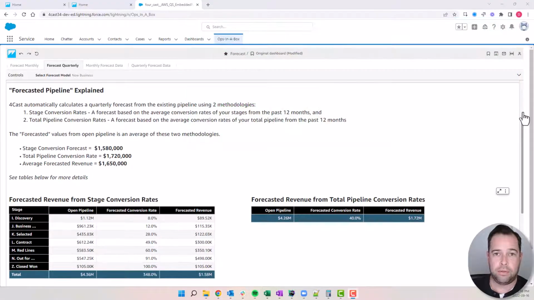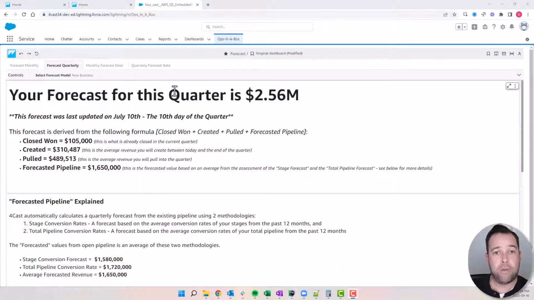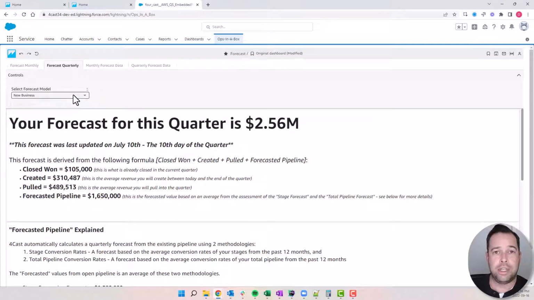The second really important feature is that you can configure as many forecasts as you want using different filters in the system. So we're looking at right now a new business forecast, but you can see here we've got another one for all revenue. You could have one for North America versus APAC. Any sort of configuration based on all the different filters that you have in Salesforce, you can put in and run as many forecast modules as you want out of the tool.